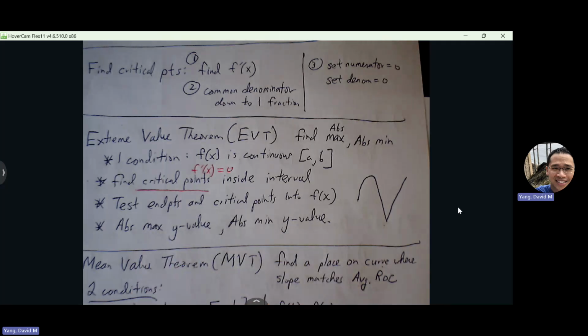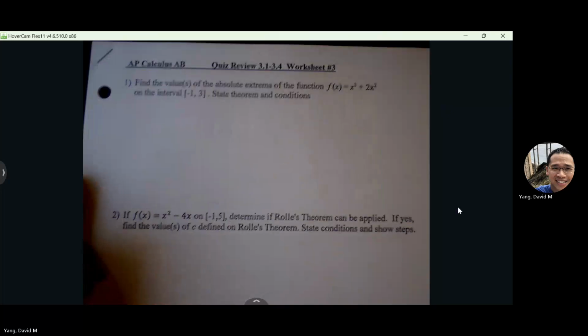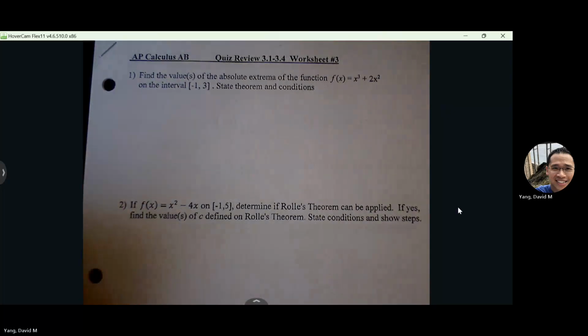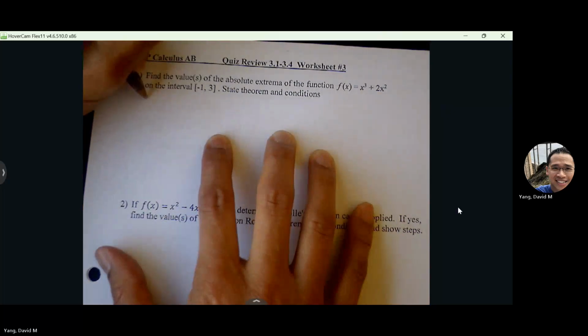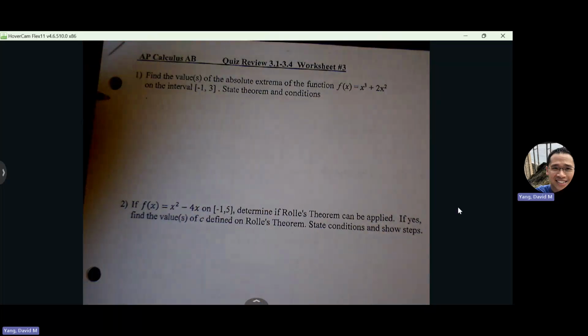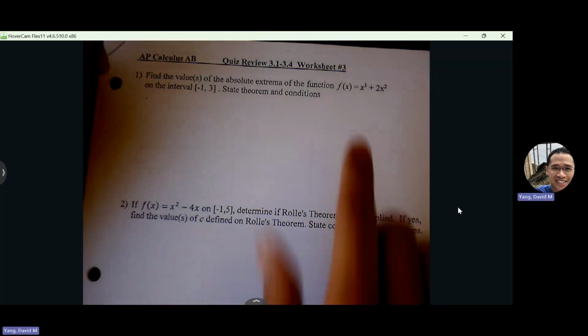All right, so go ahead and try number one, and I'll work through it at the same time that you guys try it. My key has the x value as part of the solution, but you can ignore it. Just give me the y value for your max and min.